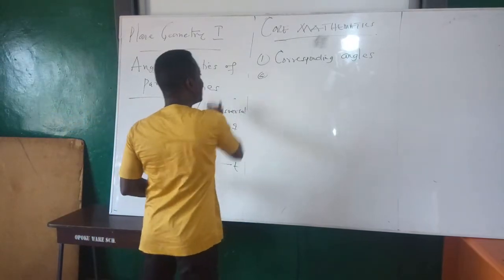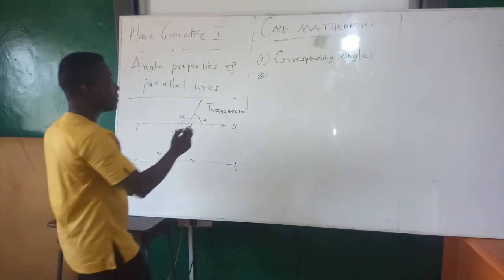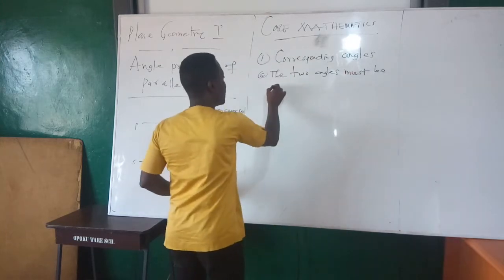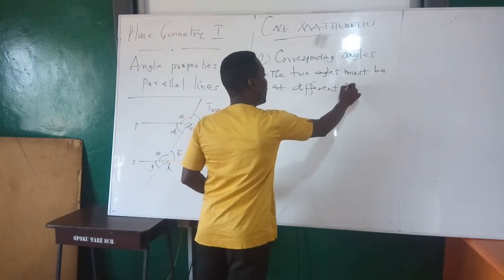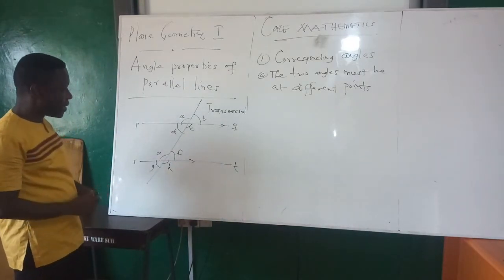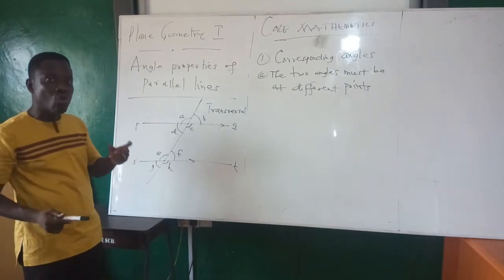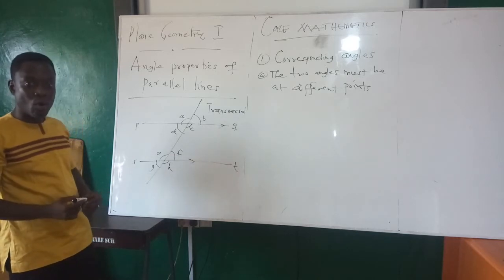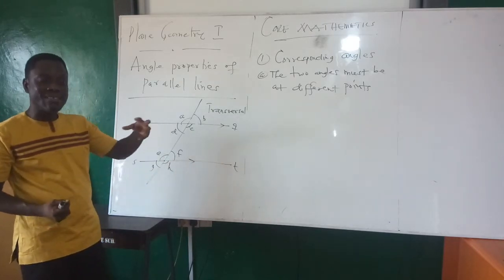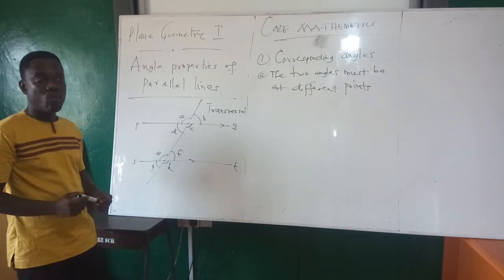Now, the first indication that I'm going to give you is that the two angles must be at different points. What do I mean by that? If you look at the setup that I have here, there are 2 points. That is this point, for example, and this point. For two angles that are going to correspond, the two angles must be at different points. So in effect, you cannot have two angles that are around the same point forming corresponding angles. If two angles are around the same point, they cannot correspond.